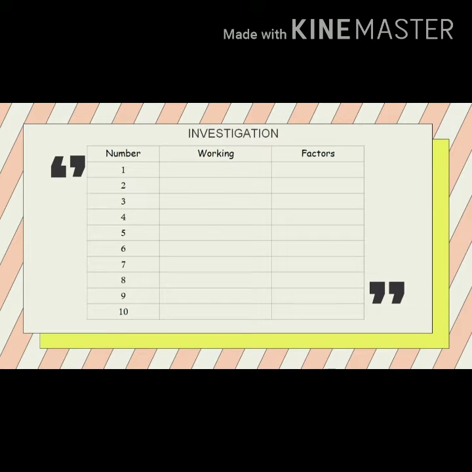Look at the tables. There are numbers 1 until 10 and you need to find the factors of each number. Okay, look at 1. 1 is divisible by 1 only. So factors of 1 is only 1. How about 2? 2 equals 1 times 2. So the factors of 2 are 1 and 2.